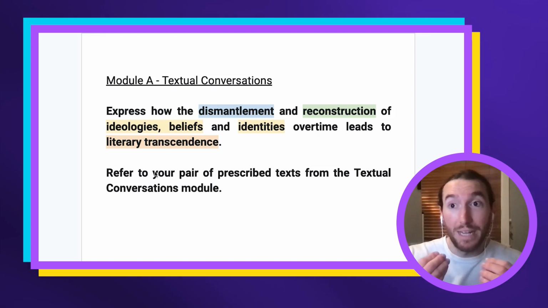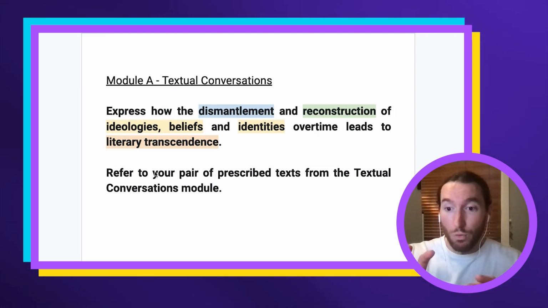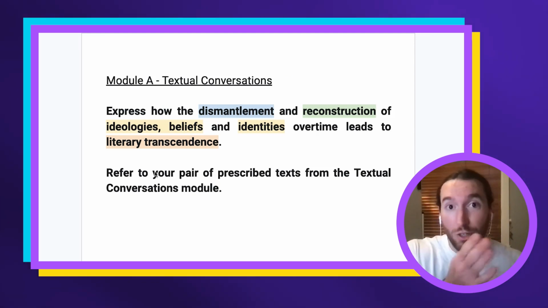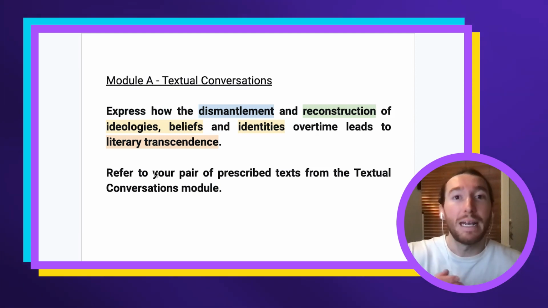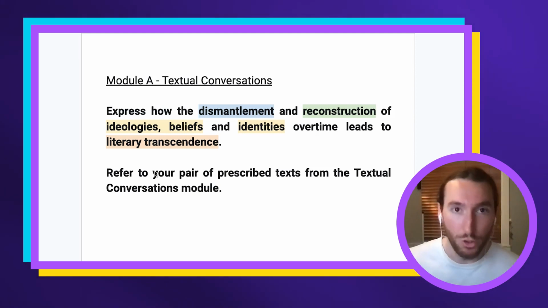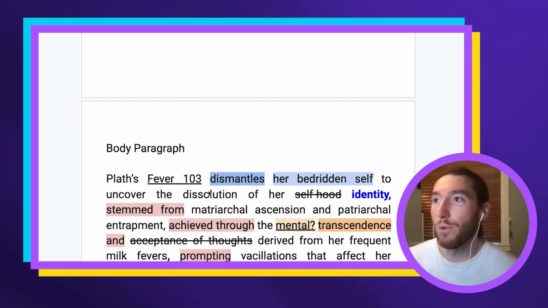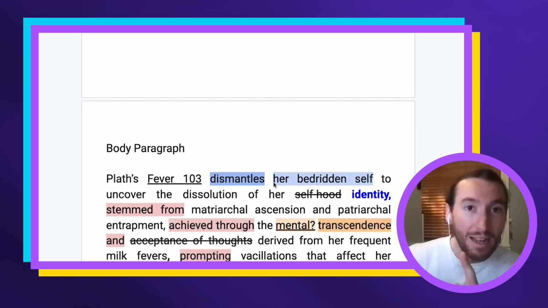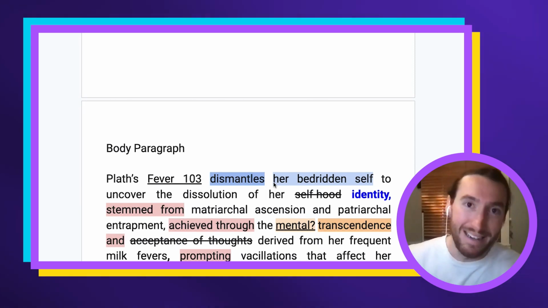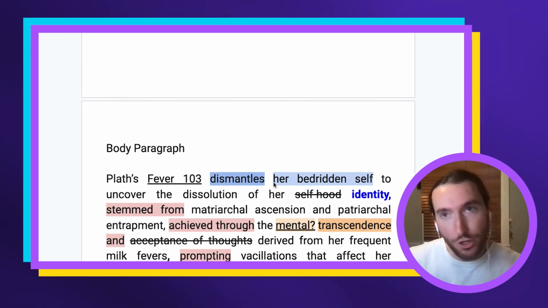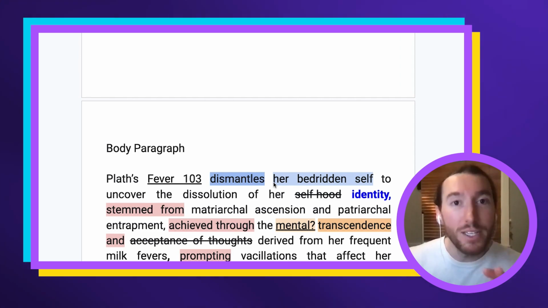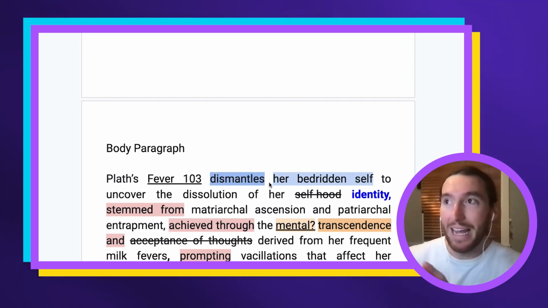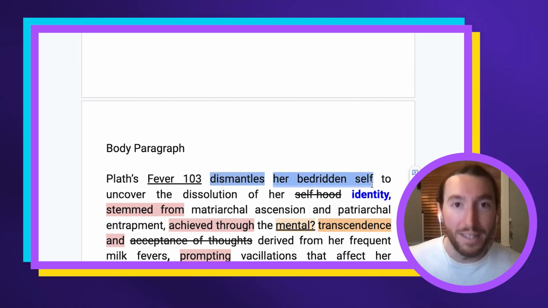If you force yourself to answer one of those questions and write what the answer is in conjunction with the actual word of the question, then you've done a meaningful response to those key terms. So Plath's Fever 103 dismantles her bedridden self. So already the student has actually said what is being dismantled by Plath. So just note that's a really good thing. That's a positive thing that this student has done. They haven't merely used the word, they've gone beyond the word by answering what is being dismantled.